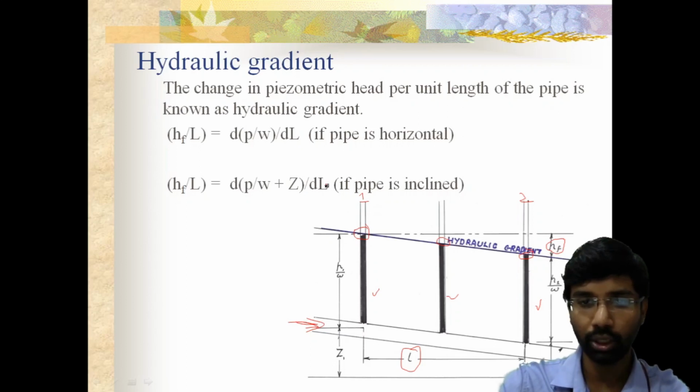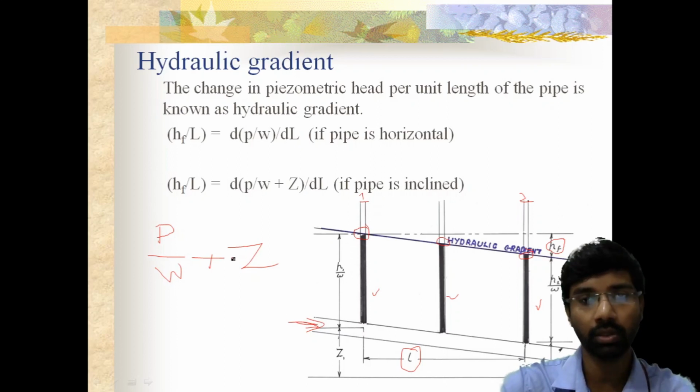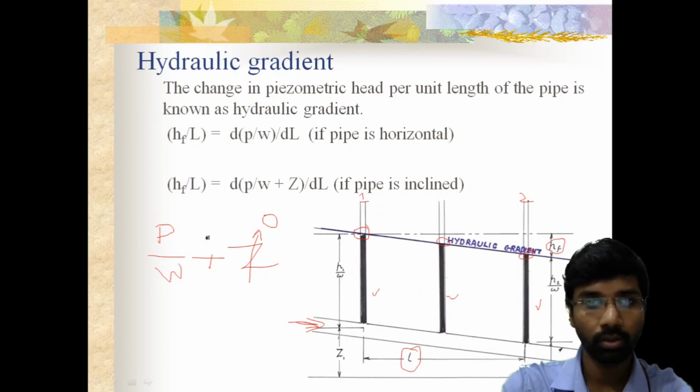What is HF? You know that head loss is because of P by W plus Z. Total hydraulic energy lost is P by W plus Z. If the pipe is horizontal, there won't be any Z, so Z is 0. In that case, your HF is only P by W. So it is simply the change in piezometric head with respect to length, d(P/W) by dl.